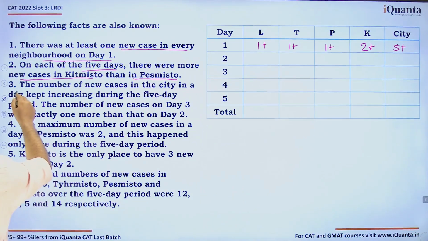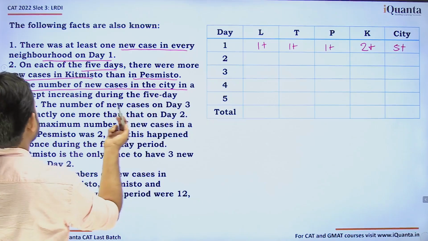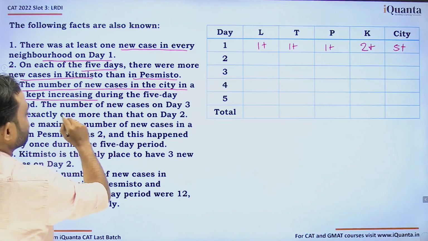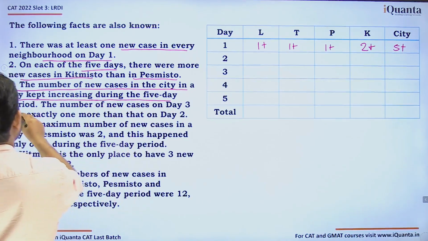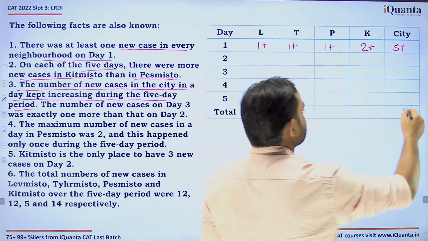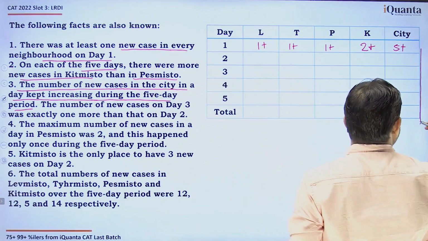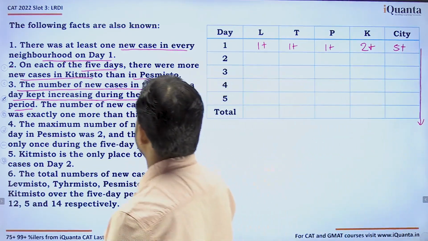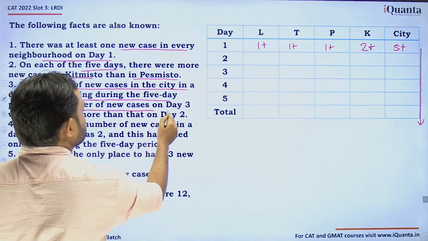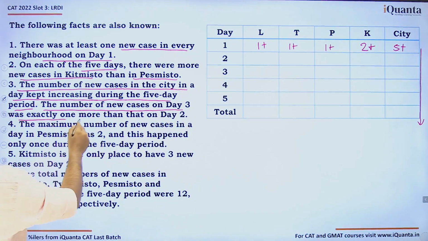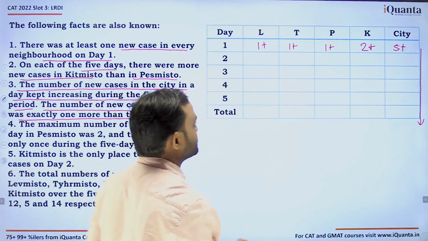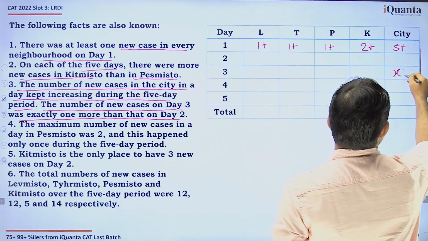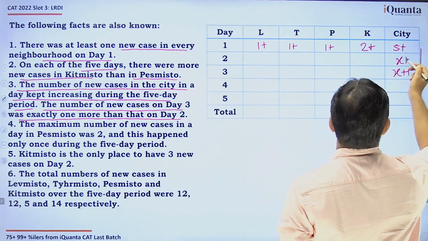Next, it says the number of new cases in the city in a day kept increasing during the 5-day period. So these values are in increasing order. The number of new cases on day 3 was exactly one more than on day 2. So total number of cases will be x plus 1 here if this is x.